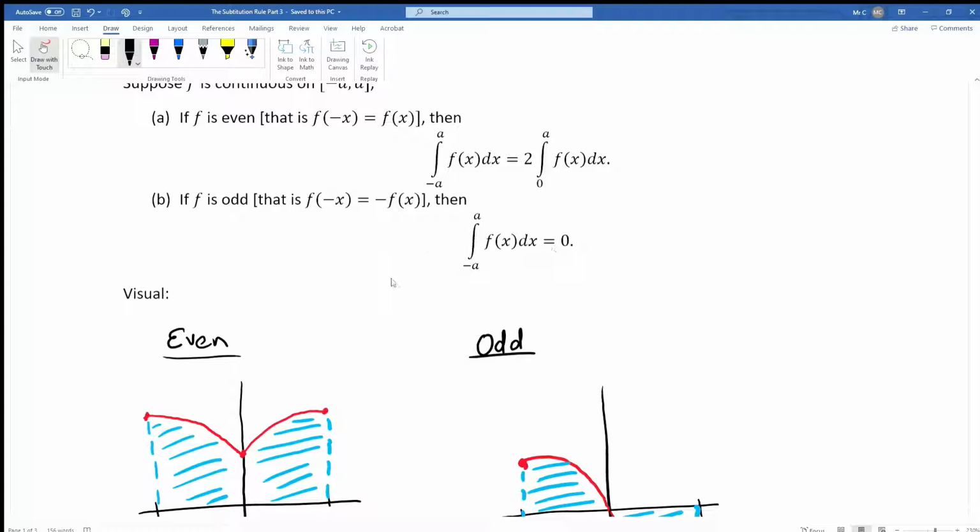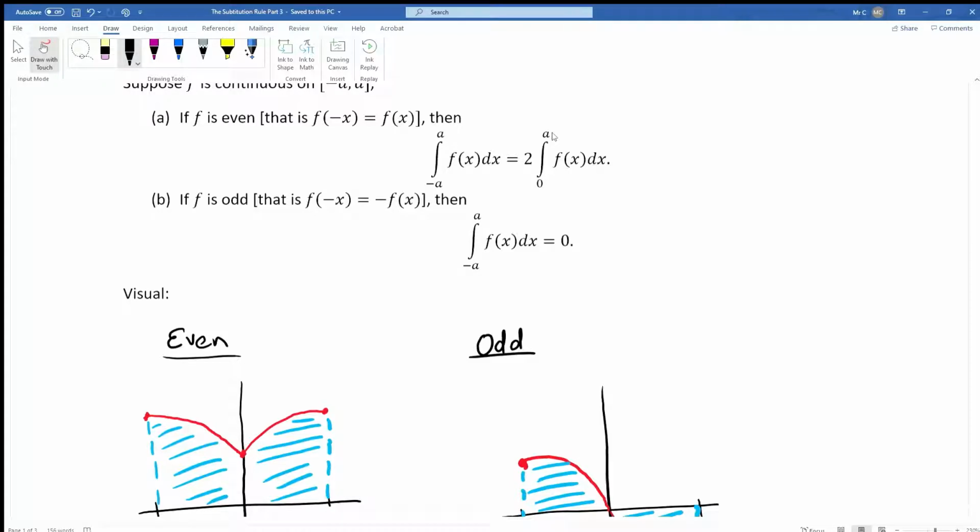So let's take a look at a picture. Actually, I think these are really well explained just by the picture. If we think of what this even property means, it means whether we plug in the negative or positive versions of x, we get the same output. We get the symmetry across the y-axis here. So the area all the way from -a to +a would actually just be double the area for one section. So twice the integral from 0 to a of f of x dx.